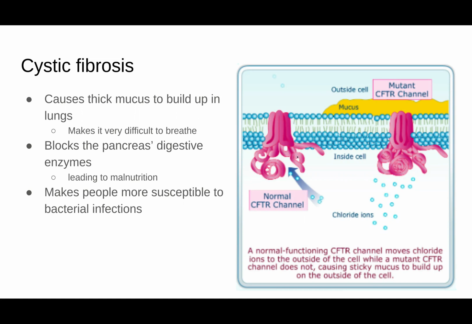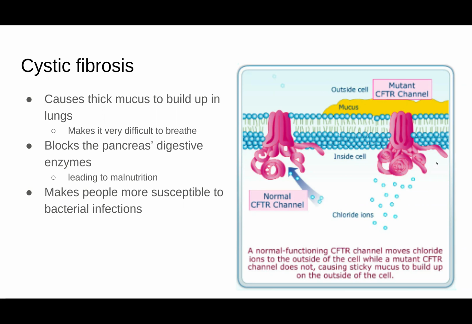You have inside and outside, and then you have your plasma membrane here. You have a normal protein, and then you have a mutated protein. Normal protein moves things in and out, no big deal. Now, our people with cystic fibrosis have a mutated channel, which causes mucus to build up. And what this does is it makes breathing very, very difficult for people. In addition, it can cause damage to your pancreas, which can lead to malnutrition.